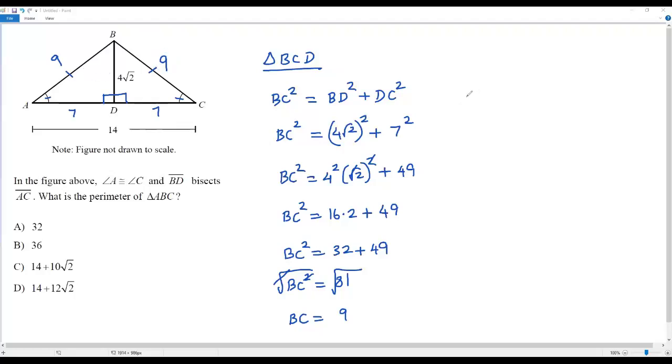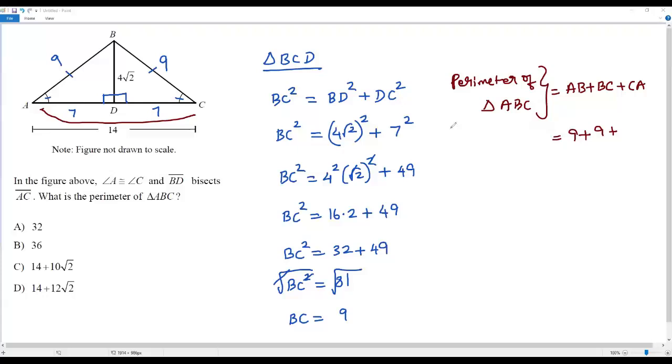Now we can find the perimeter of triangle ABC. Let me finish writing perimeter of triangle ABC. That's the target of the question. To get the perimeter of the triangle, I have to add the lengths of the three sides, AB plus BC plus CA. The length of AB is 9, the length of BC is 9, the length of CA is 14. So 9 plus 9 is 18, 18 plus 14 is 32. So the perimeter of triangle ABC is 32 units. I find 32 in option A. The correct answer choice for this question is option A.